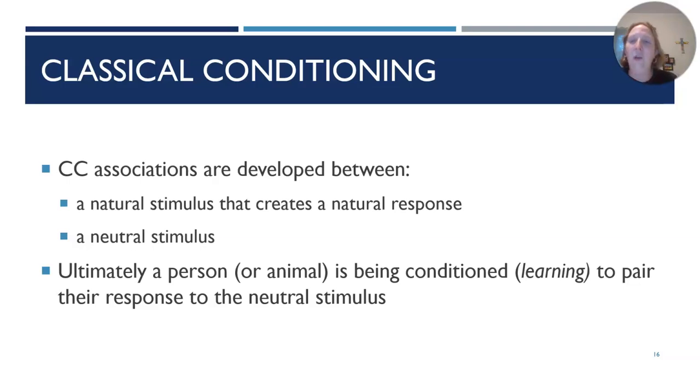So if you're not quite with me, get it down. Like so many examples, you're going to be sick of examples. Okay, we're going to get this down. Ultimately, a person or an animal is being conditioned, or is learning to pair their response to the neutral stimulus. So I'll give you one other example before I move on to the million billions of other examples.